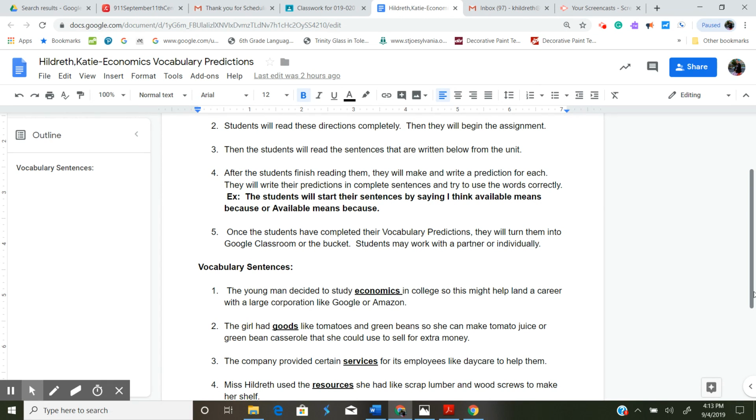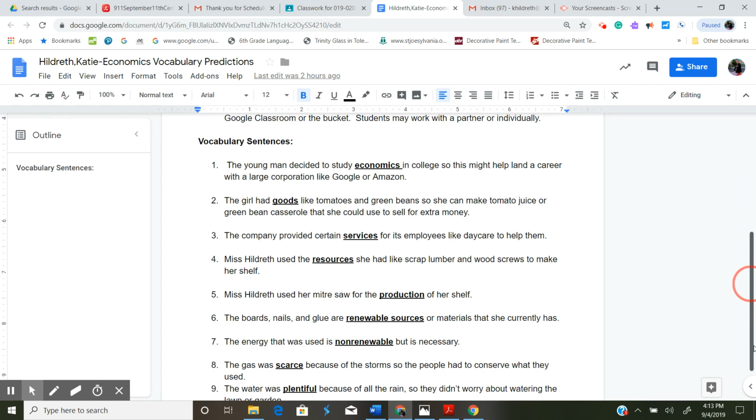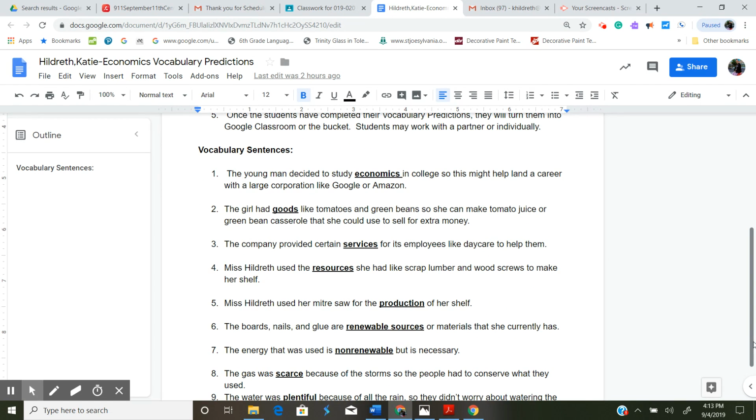Okay, so let's dive in. So I have these 9 vocabulary sentences. They relate to words that have to go along with economics. Okay, so the first one says, the young man decided to study economics in college. So this might help land a career with a large corporation like Google or Amazon.